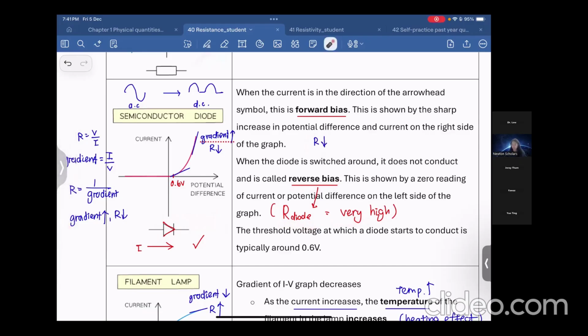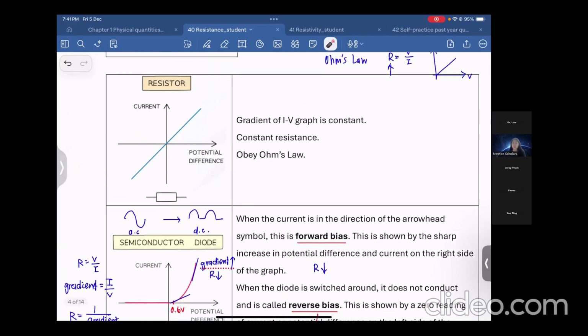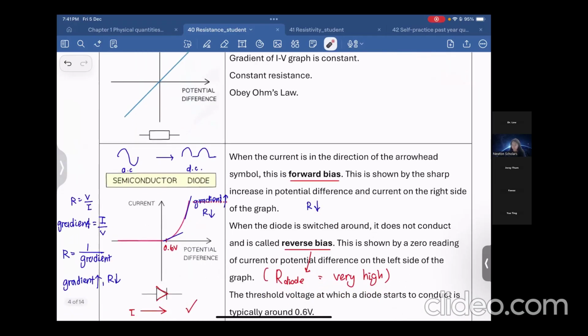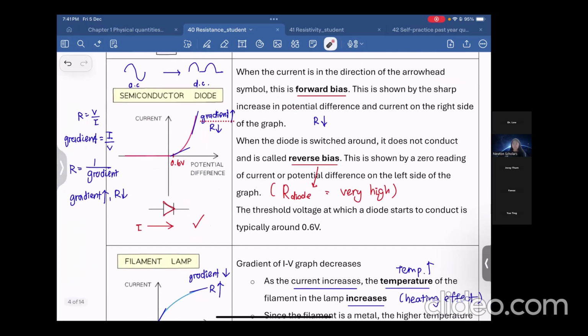Then, teacher, how do we know about the resistance? Here, you see the graph is not a straight line. That means your gradient is not a constant gradient. Of course, your resistance will not be constant. Just now this one is a straight line, so this is a constant gradient, constant resistance. But here is a curved line.